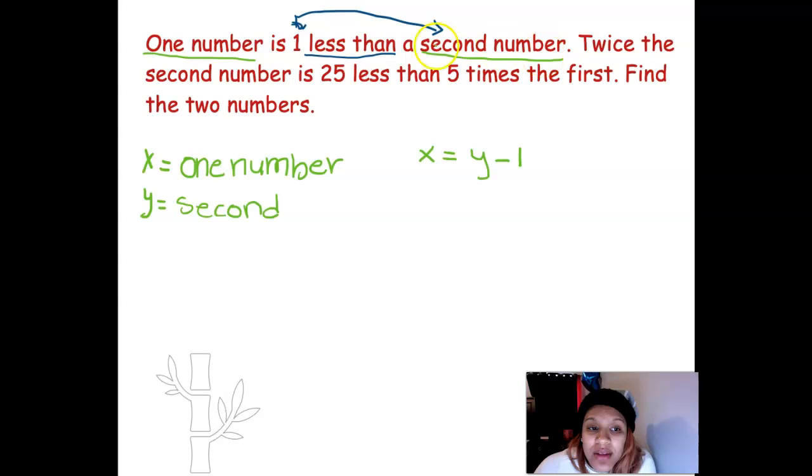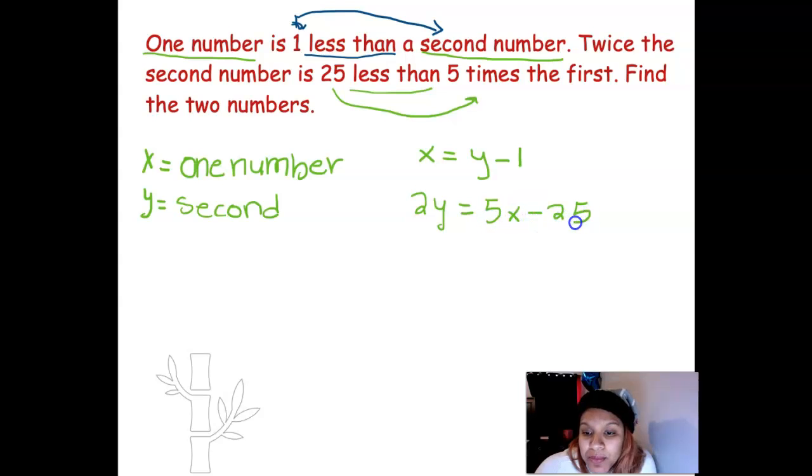The second sentence tells you the second equation. So this is twice the second number. Well, it's 2 times y equals, the word is, 25 less than. Again, this is going to go after, then 5 times the first. 5 times the first is 5 times x minus 25. Now this is our system of equations. We have two equations with two unknowns.